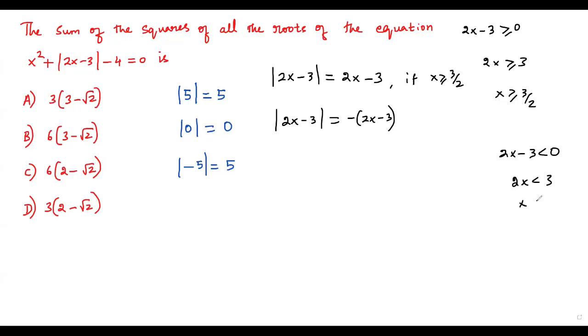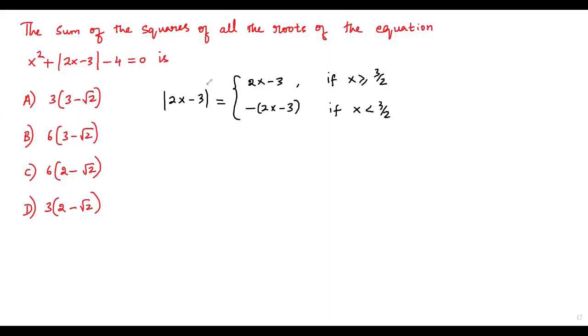Then we get x less than 3 over 2. That is, we get this result if x is less than 3 over 2. Okay, now I have redefined this absolute value part as a piecewise function. Anyways, let me erase the stuff and write this summary alone. Okay, here we have redefined this absolute value part as a piecewise function.